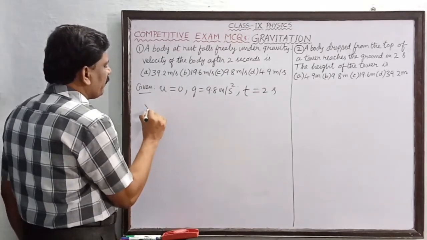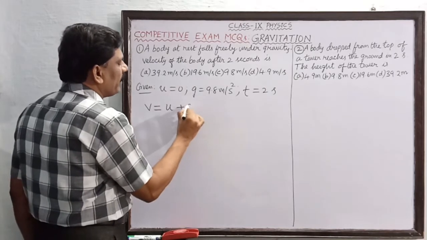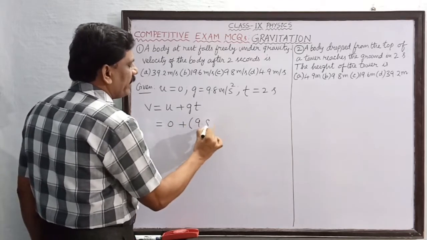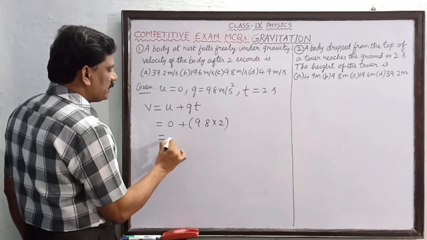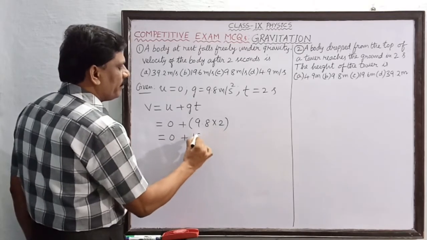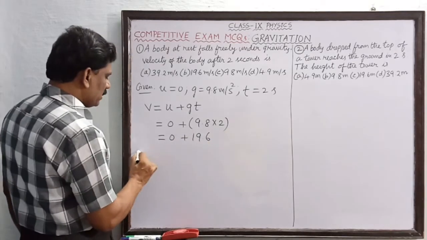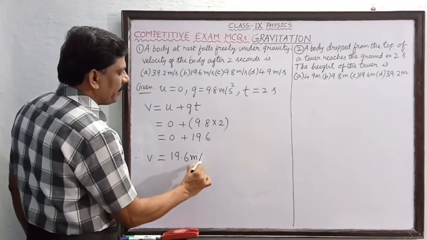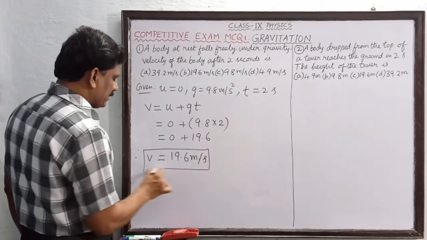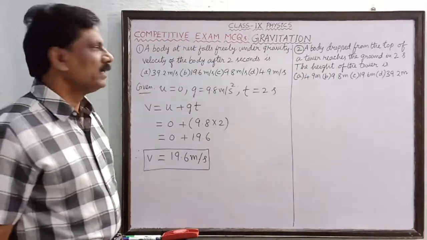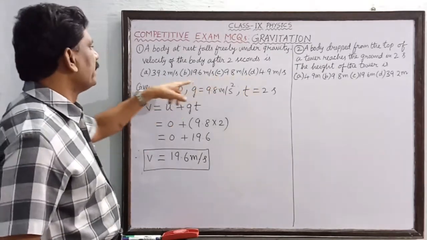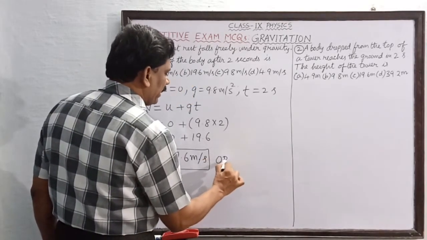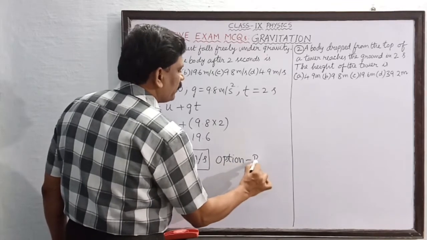So for that, the equation: final velocity v is equal to u plus gt. So this is equal to 0 plus 9.8 into 2, which is 0 plus 19.6. Therefore the final velocity is equal to 19.6 meters per second. So we have got the answer 19.6 meter per second. Which of these options is correct? You see here, option B. Option B is correct. Okay students, therefore the correct answer is option B.